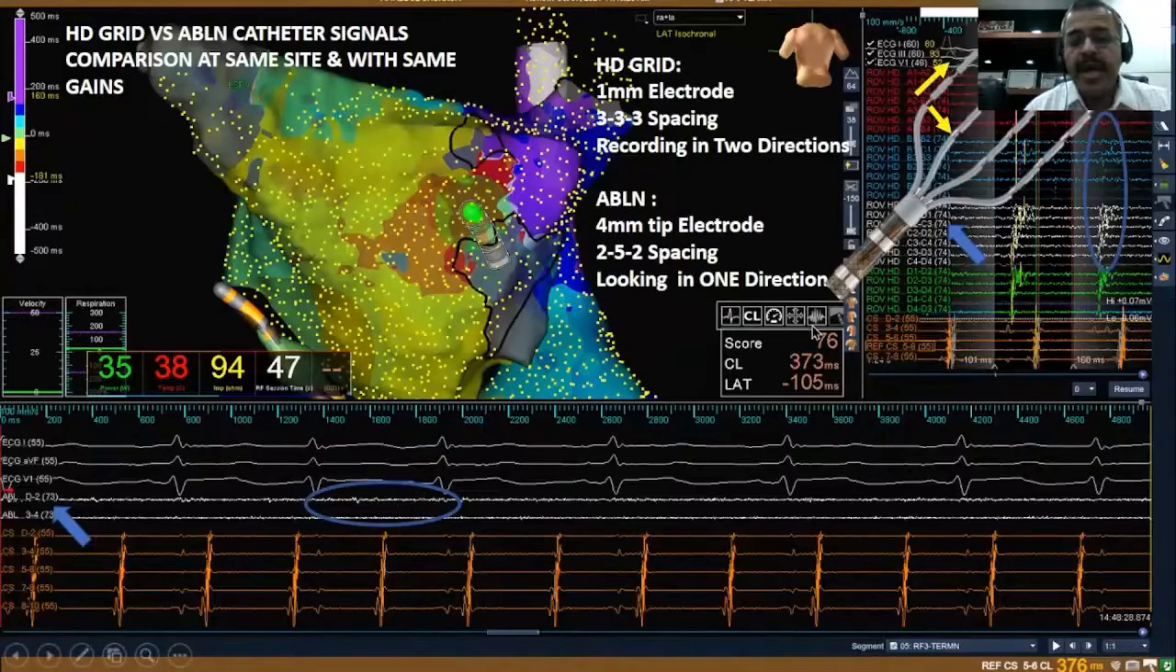At the same time, the HD grid with 1 mm electrodes, 3 mm spacing, and biplanar recording, that is a recording in two orthogonal planes, helps in identifying these beautiful signals, which made us understand what the critical isthmus is. If we had done mapping with an ablation catheter, 4 mm electrode, 2 mm spacing, which looks at only one direction, we would have wrongly designated these areas as scars because we could hardly find any potential there. The HD grid made us understand that we had these fractionated signals, which covered almost 80% of the cycle length in that area.